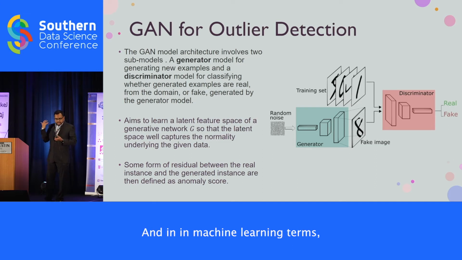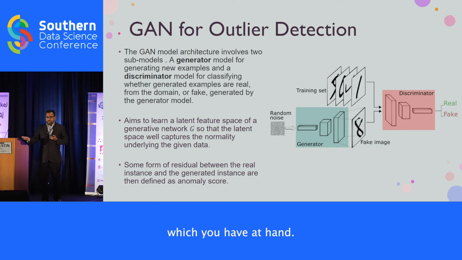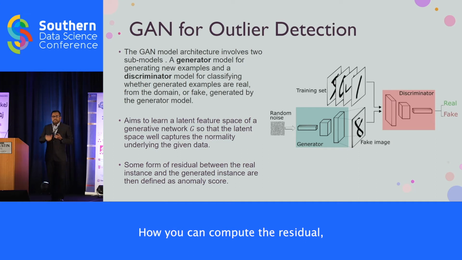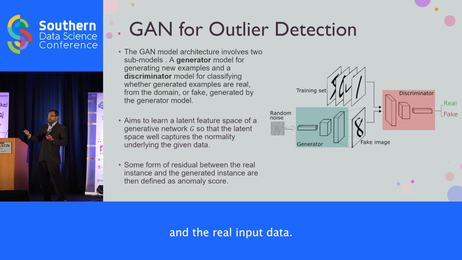And in machine learning terms, what it does is learn the latent feature representation from the input data, which is the distribution of the input data you have at hand. And then you can use it for anomaly detection as well. How? You can compute the residual, the error. It can be a reconstruction error, for instance, or an error between the generated data and the real input data. If the distance or the residual is high, it means it is anomalous. If it is low, it means it is coming from the same data distribution.